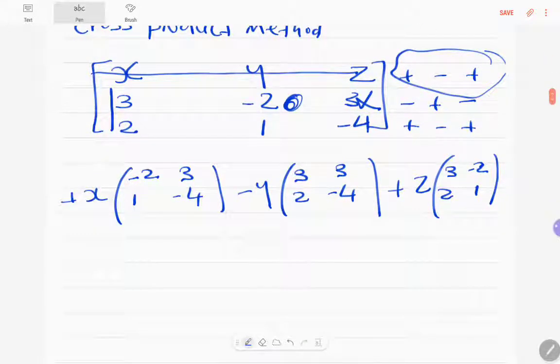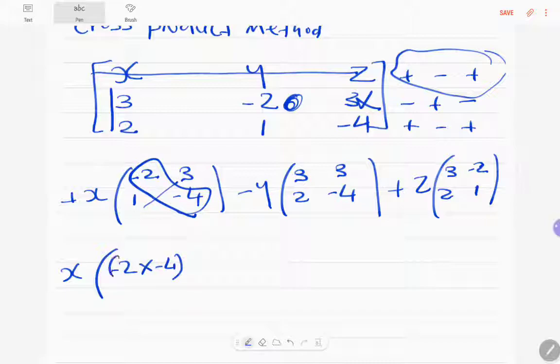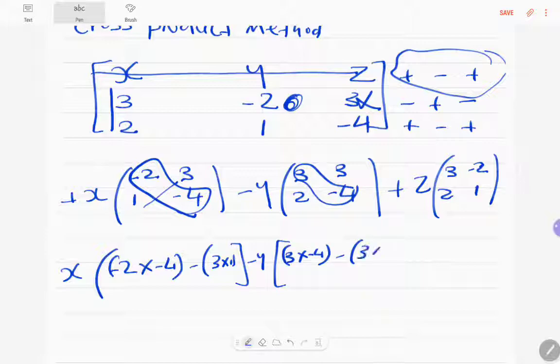Yes, so from here I can now multiply. I will have x into, here what you do, in other words, you multiply this, you subtract and multiply this. Say minus 2 by minus 4, minus 3 by 1. You have minus y into 3 by 4, 3 by minus 4. You subtract, you have 3 by 2. You have plus z, you have 3 by 1. You subtract minus 2 by 2.